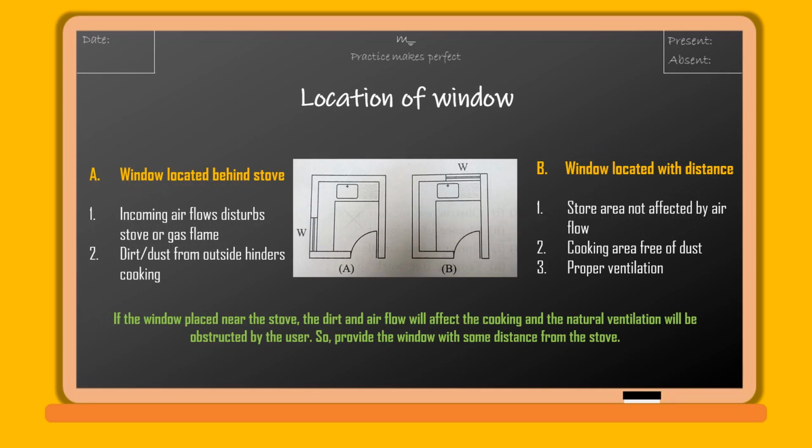The location of the window needs care. If the window is placed just behind the cooking stove, the entering air will disturb the cooking, and sometimes it may lead to a major accident. So place the window like shown in figure B, which will not affect the cooking and gives excellent ventilation to the entire room.